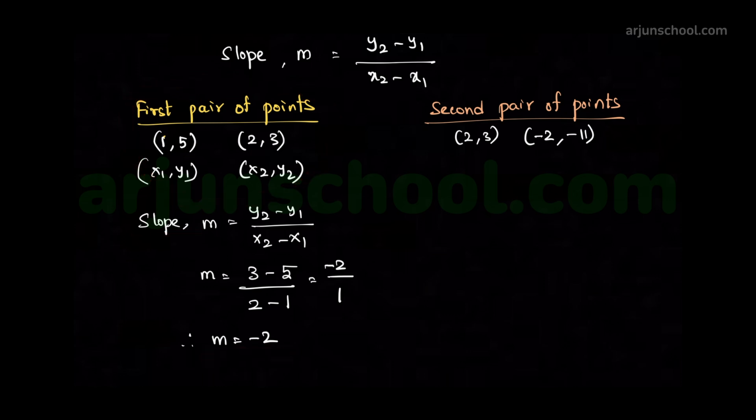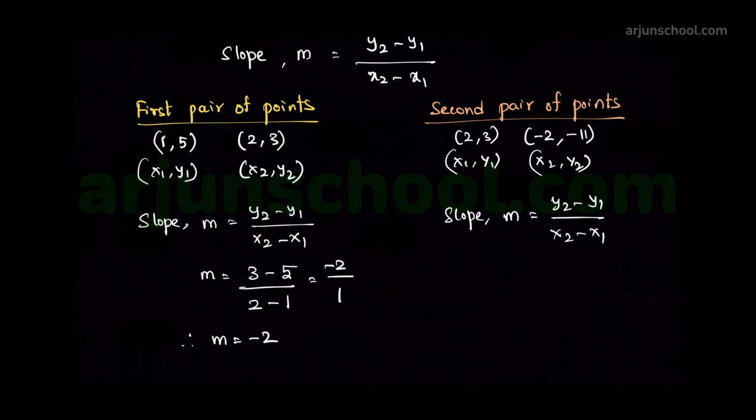Now let us find the slope for the points (2, 3) and (-2, -11). The slope formula is m = (y2 - y1) / (x2 - x1). The given points are (x1, y1) = (2, 3) and (x2, y2) = (-2, -11). Substitute these values in the formula.